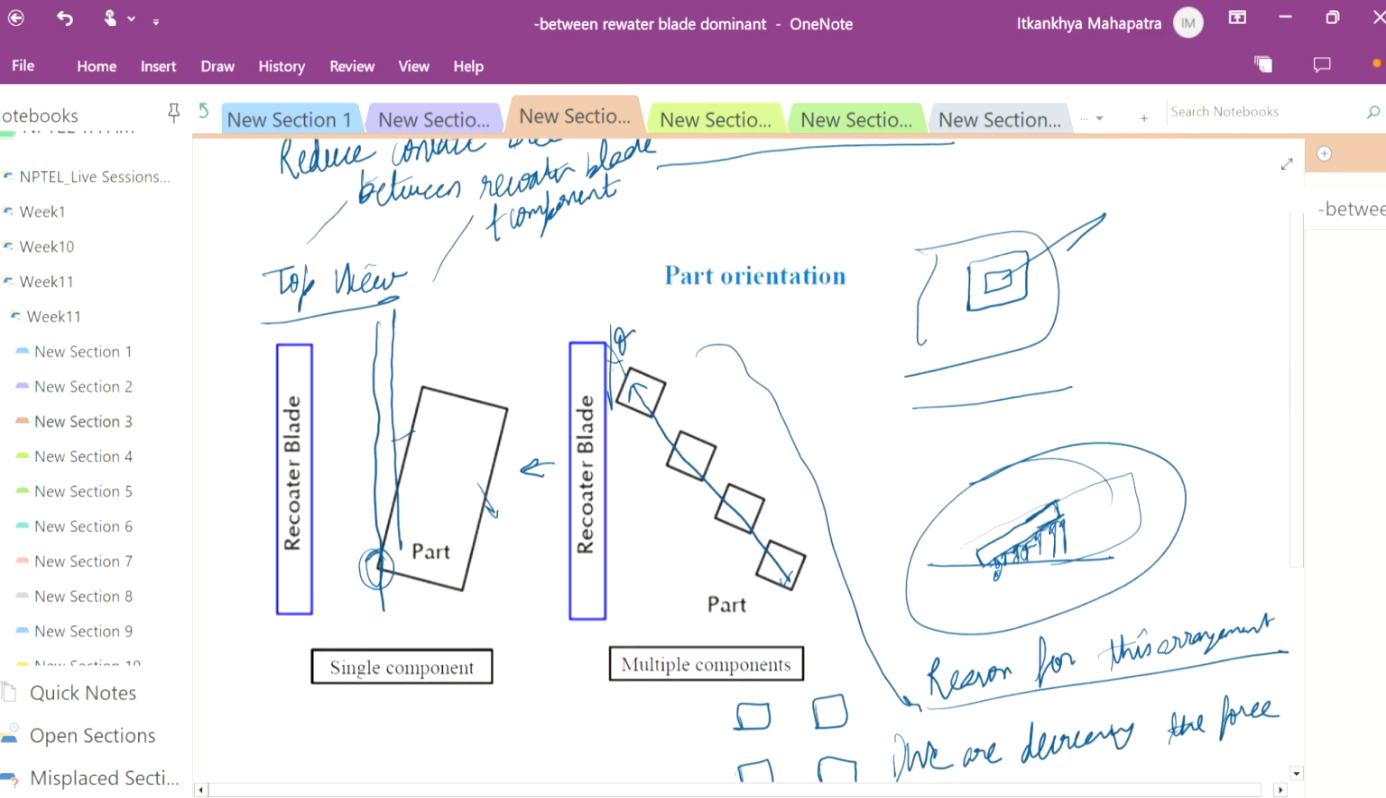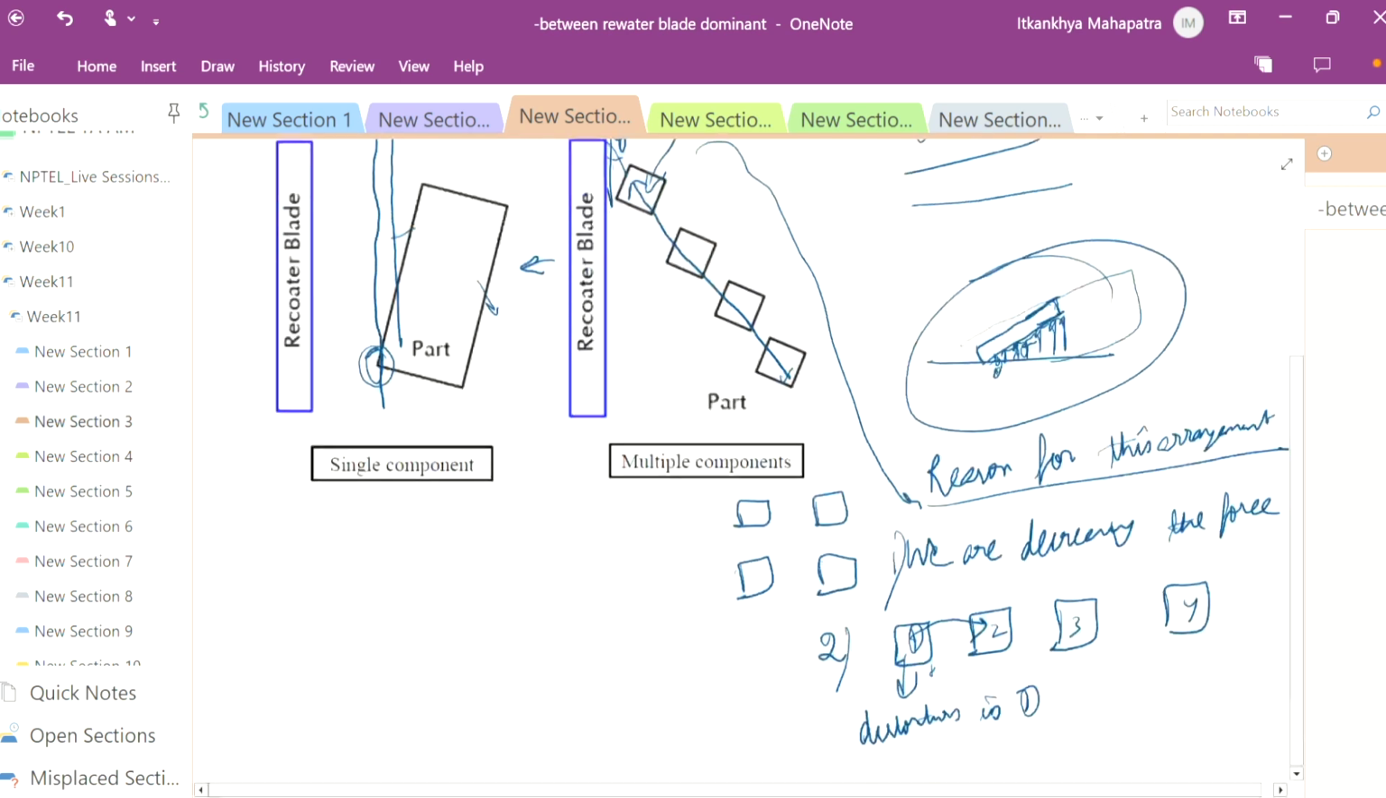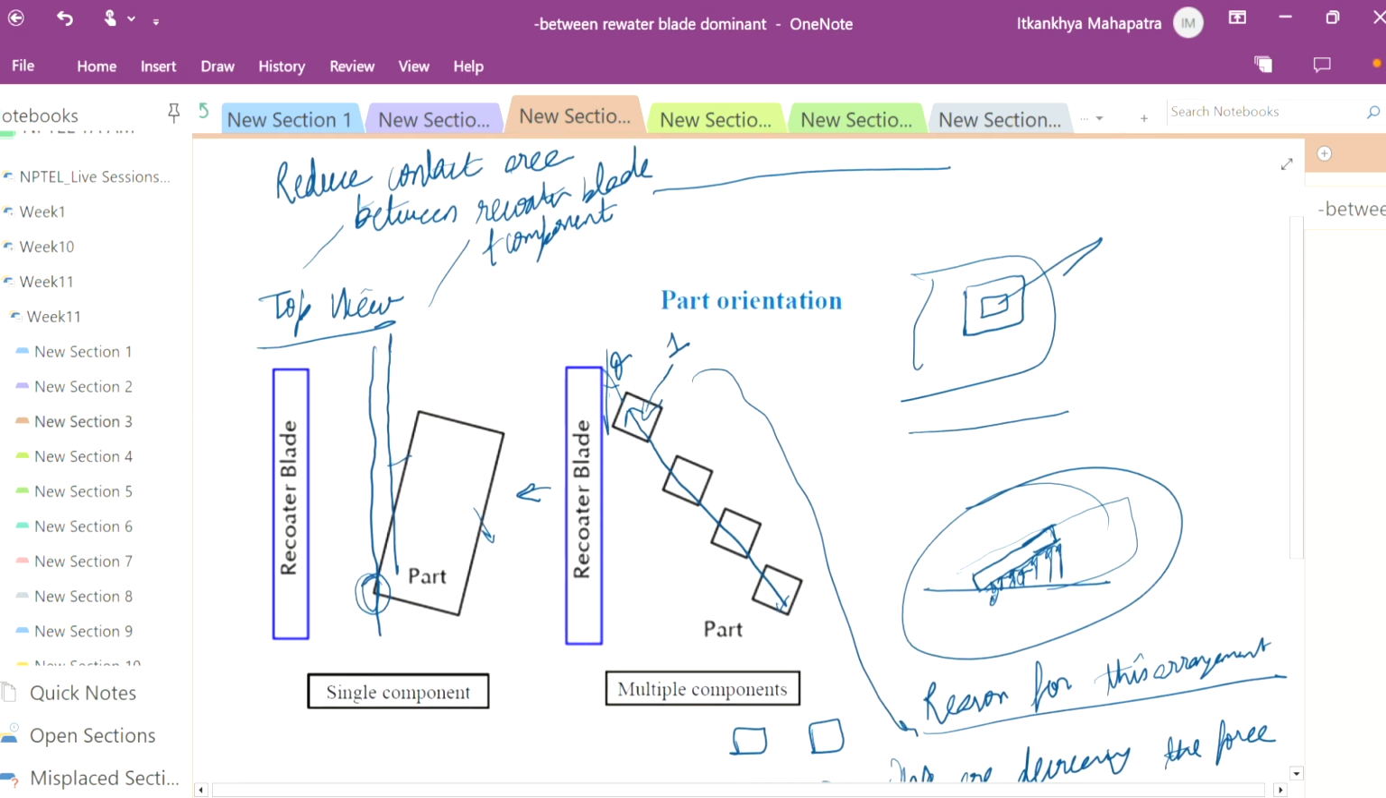But if we arrange it in this diagonal manner, then if there is distortion in the first component, it will not be carried to the second or third or fourth part. The broken component of the first part will not go to the second, third or fourth part. This is the second reason to arrange it in a diagonal fashion.